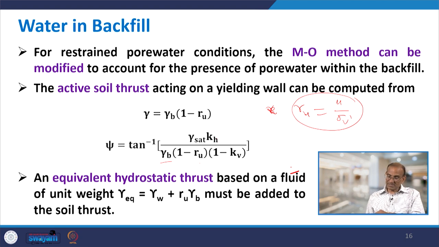An equivalent hydrostatic thrust is based on a fluid of unit weight gamma equivalent, which is gamma_w plus ru times gamma_b. Gamma_w is the unit weight of the water.